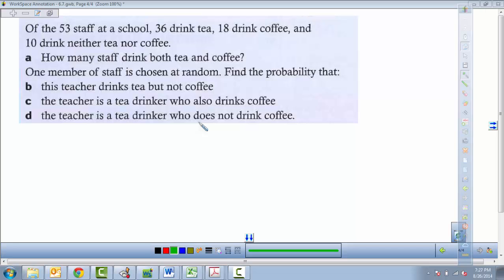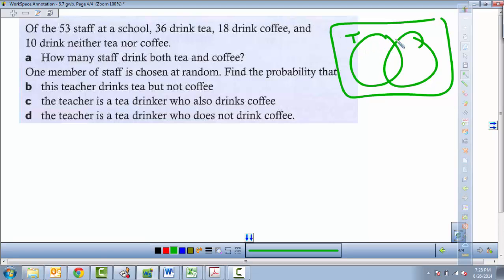So of 53 staff at school, 36 drink tea, 18 drink coffee, and 10 drink neither tea nor coffee. I don't know how they get through the day, but somehow they do it without caffeine. So what we're going to do to answer this question, how many staff drink both tea and coffee, we're going to arrange our thoughts with a Venn diagram.